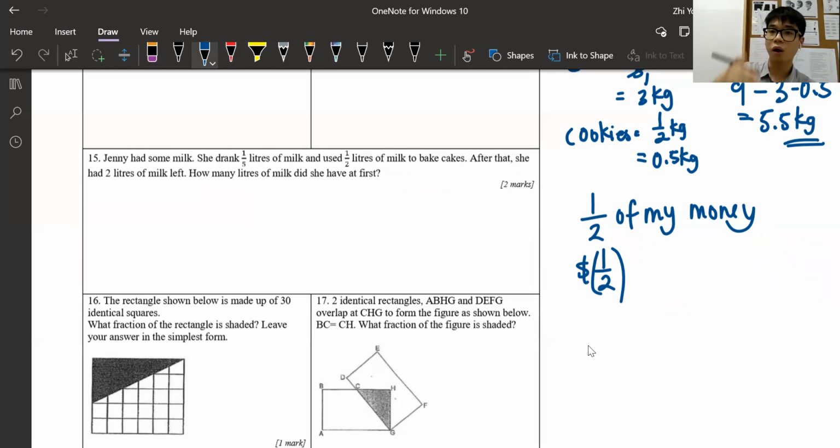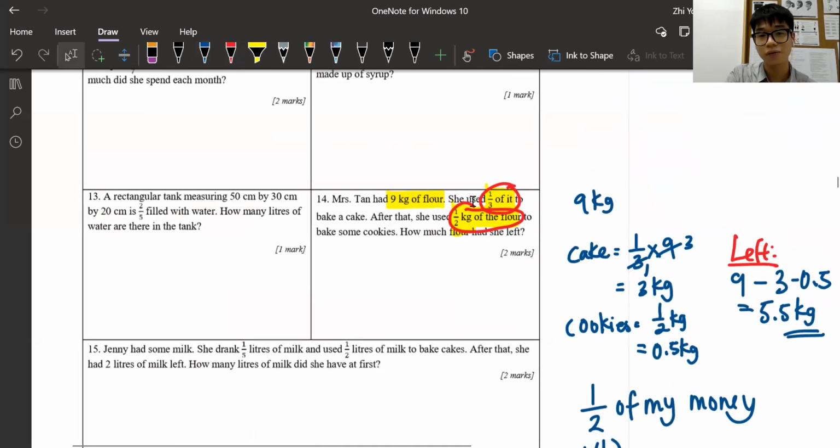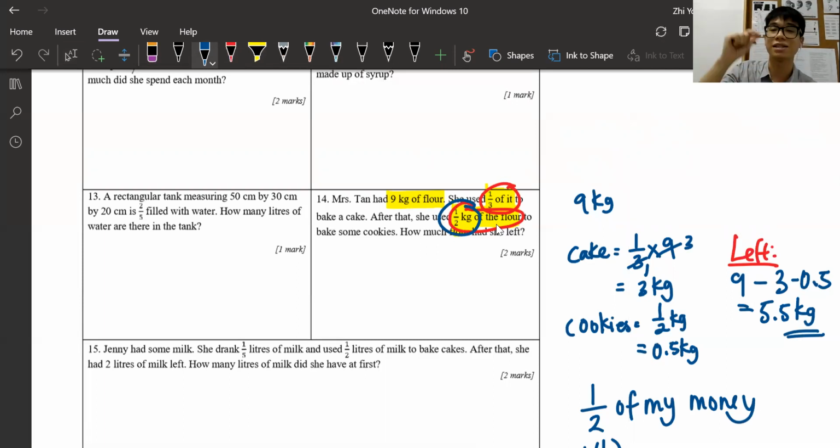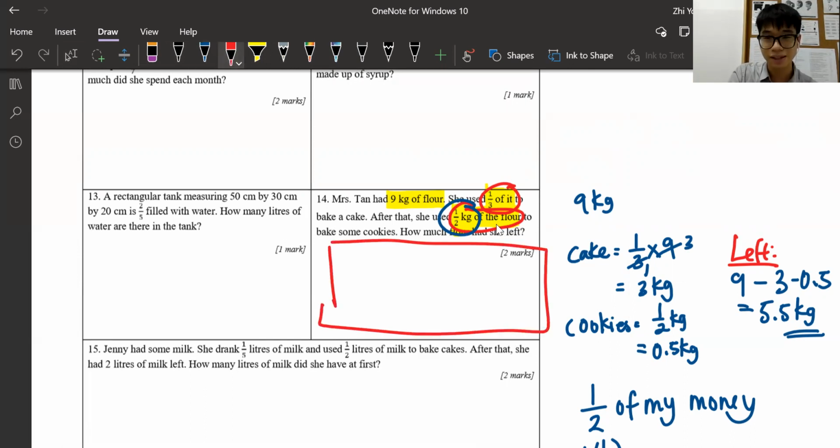When someone says half of it, as opposed to half followed straight away by the value or the unit, you can see here, this is telling you that half or 1/3 of it actually means of the 9 kg of flour. But the second one says half kg of the flour, which already tells you exactly that it is half kg. It's not half of the flour. It doesn't say half of the flour. So you need to always be mindful of the difference between half of it and half kg of the flour.